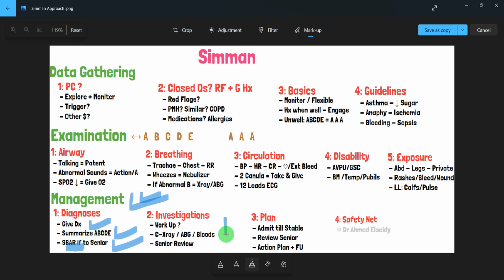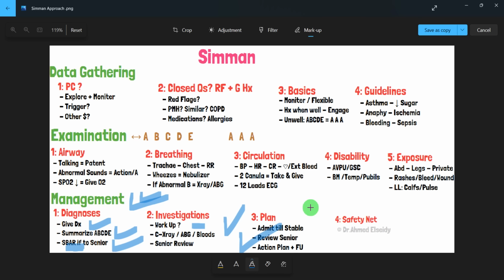What will be my second step in finishing the management? I will talk about the workup done, because I stabilized the patient, but I have sent a few investigations to find out the cause. So we have sent an X-ray, arterial blood gases and the bloods to look for the cause, and I will inform my senior for reviewing and keeping the patient under observation. Okay, and then once the patient is stable, you can talk about the plan, for example, the asthma plan or follow-up plan. So if you listen to this structure, you can cover any single Simman station.